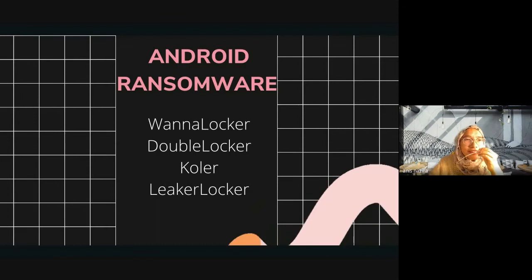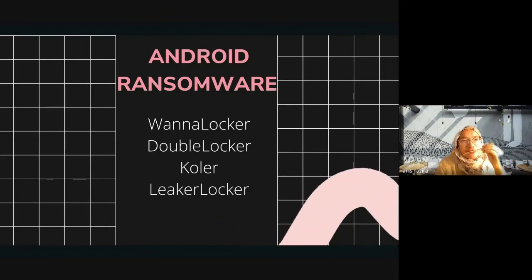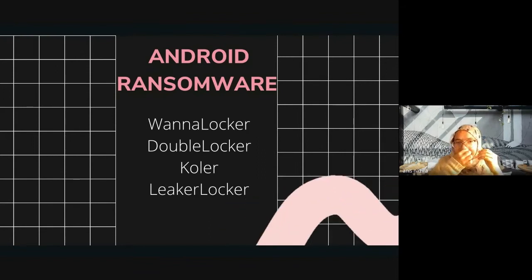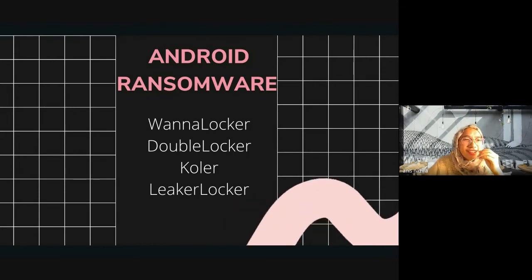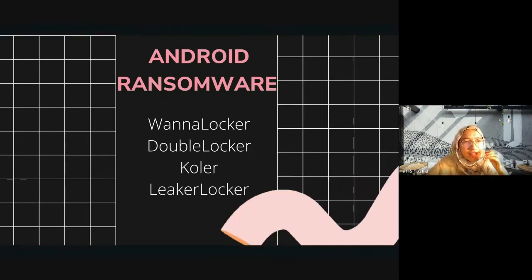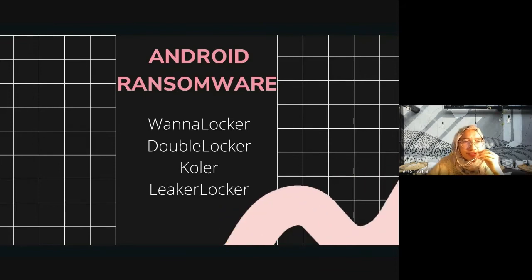The next one is DoubleLocker. DoubleLocker can do two things, which is encrypt user data on an Android device and change the security PIN. DoubleLocker is quite dangerous actually because a future version of DoubleLocker might steal money from our bank while extorting money from victims for ransom payment.